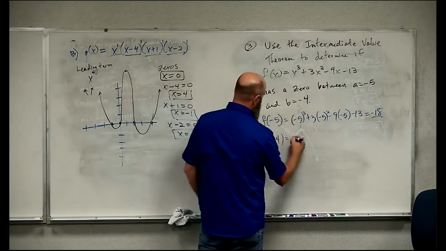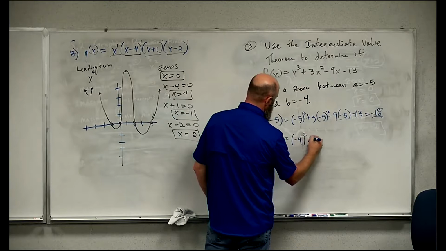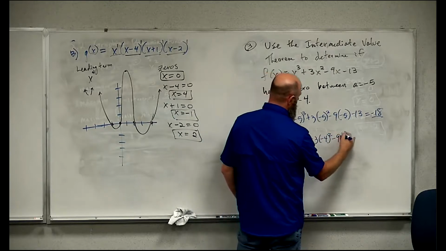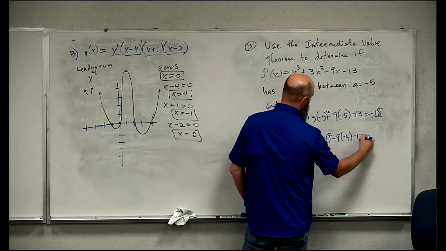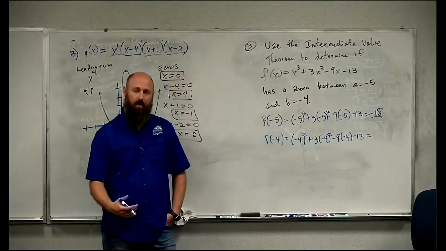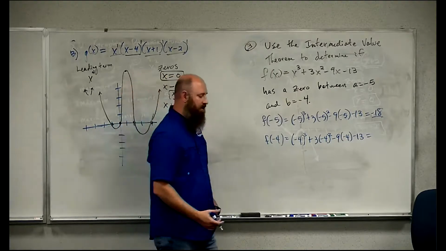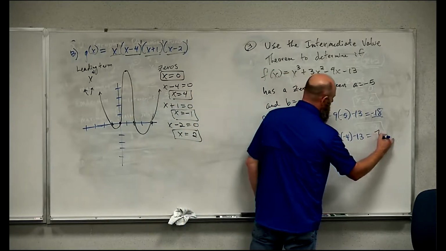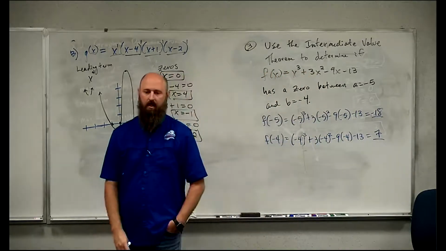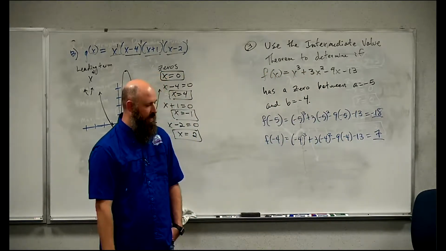We plug in -4, you get -4 to the third plus 3 times -4 squared minus 9 times -4 minus 13. Then we go to our calculator, we type all that in, and we get 7. And I believe it may even ask for those answers if you're doing Pearson.